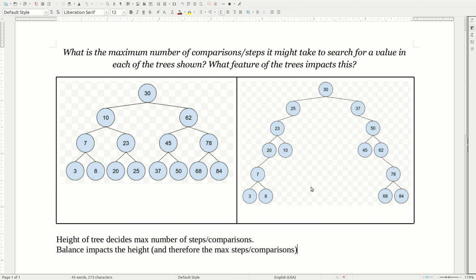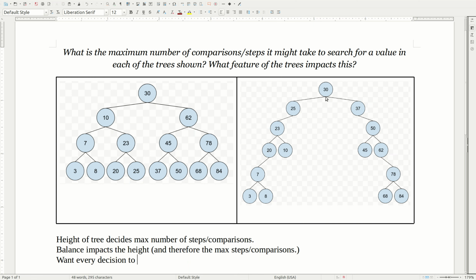Balance is this question of whether there are an equal number of nodes to the left as there are to the right of a given node. So we can calculate it for a particular node, like 30 in both of these trees has a good balance. It has an equal number of nodes on the left of 30 as there are on the right of 30. So there's good balance there. And when we have good balance, that gives us a decision that splits our data in half. We want every decision to split our data in half.